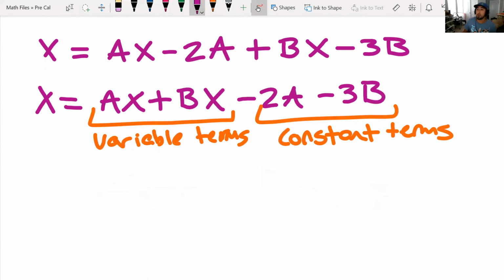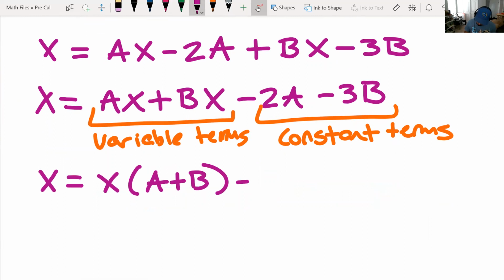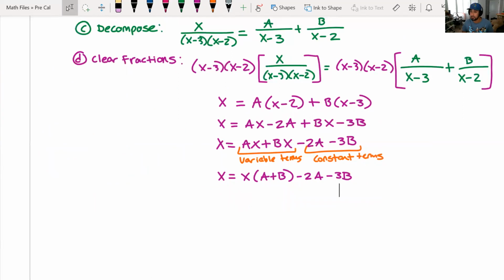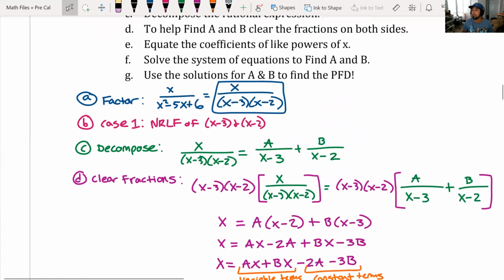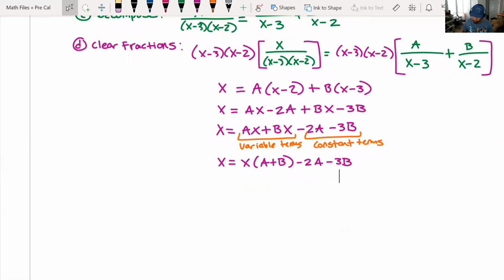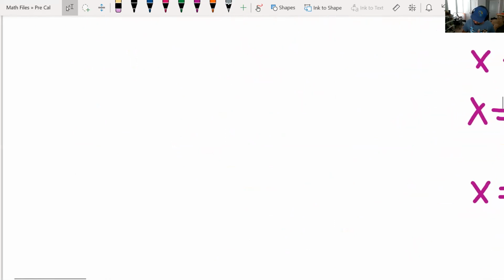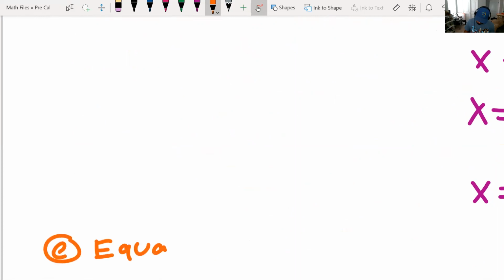All right. So the next step is, what I'm going to do is factor out the x on the right side, just from the a and b. All right. So that's going to end step D. Now, step E is to equate coefficients of like powers of x. What does all that mean? I'll show you right now. I'll just say equate. Save room.